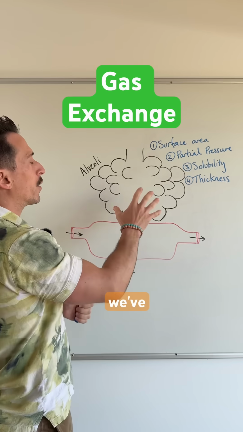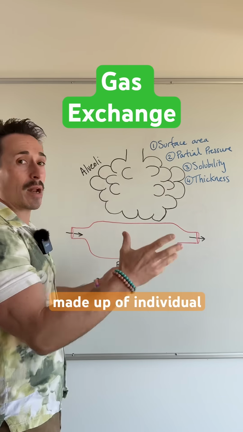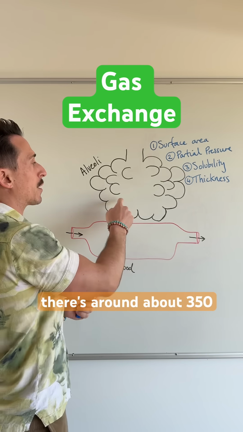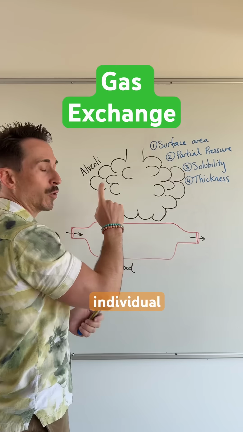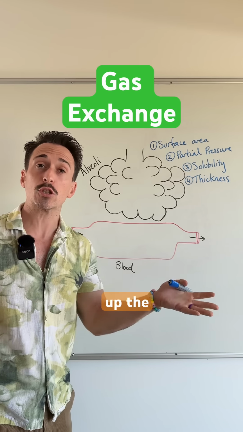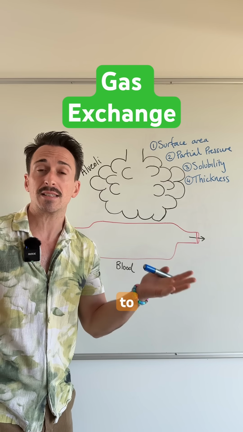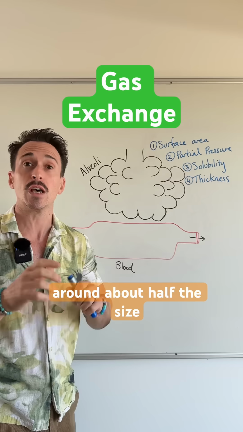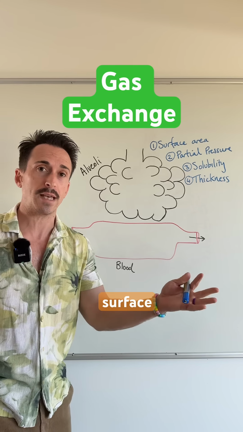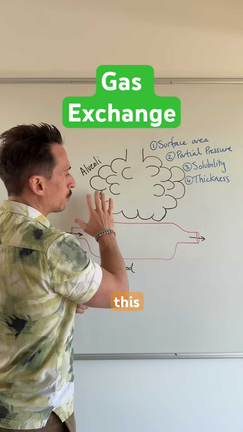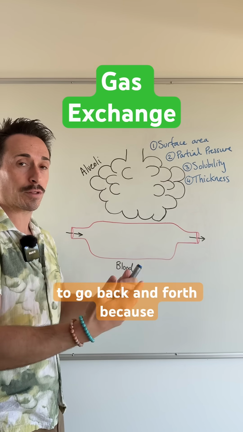So for example, we've got the alveoli here made up of individual alveolus. There's around about 350 million of these individual things. And if I were to open them up, the surface area is about 60 to 70 square meters, around about half the size of a tennis court. So a huge surface area. Now you can see how this would help gases to go back and forth because there's more room.